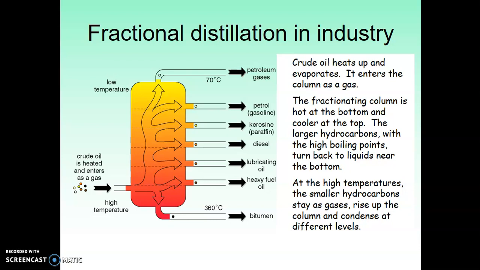Crude oil heats up and evaporates, enters the column as a gas. The fractionating column is hot at the bottom, cooler at the top. The larger hydrocarbons with the high boiling points turn back to liquids near the bottom. At the high temperatures, the smaller hydrocarbons stay as gases, and so they rise up the column and condense off at different points. That's why we can separate the crude oil into the different fractions that we need.